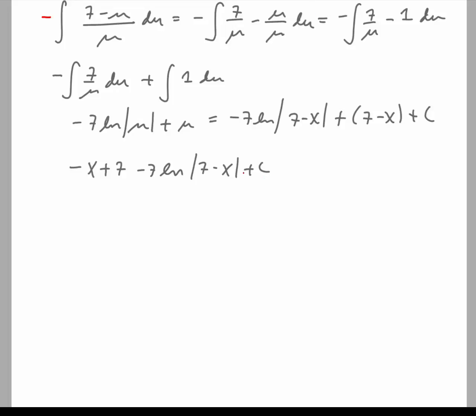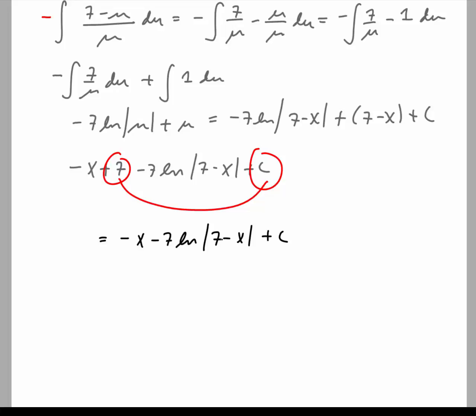Now remember, the c is a constant and so is the 7. So a constant plus 7 is just some other constant. So a lot of times you'll see all those constants combine, and this would just be minus x minus 7 natural log absolute value of 7 minus x plus your new constant of integration. So a lot of times these will simplify down to combine all of your constants of integration.